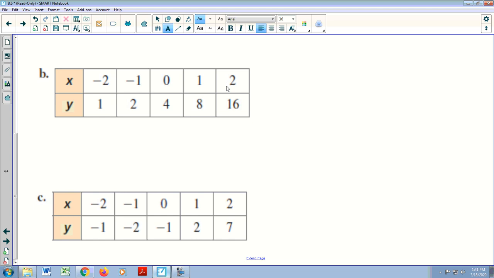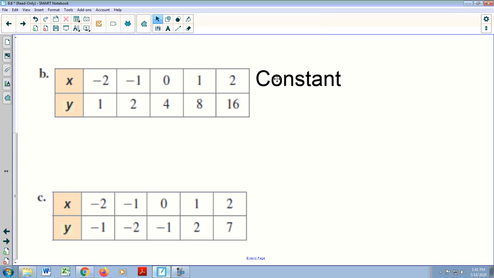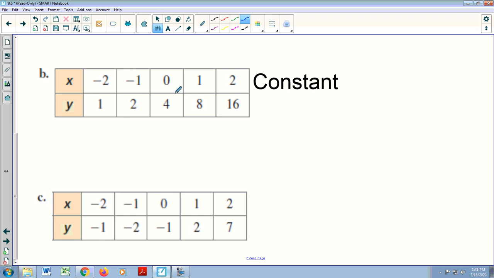Again, I'm looking at -2, -1, 0, 1, 2. That tells me it is going by the same, so I know this is a constant. My x values are constant. Then I'm going to look at my y values.